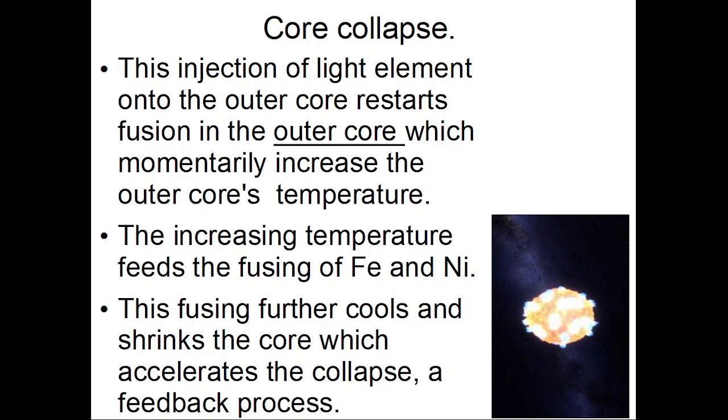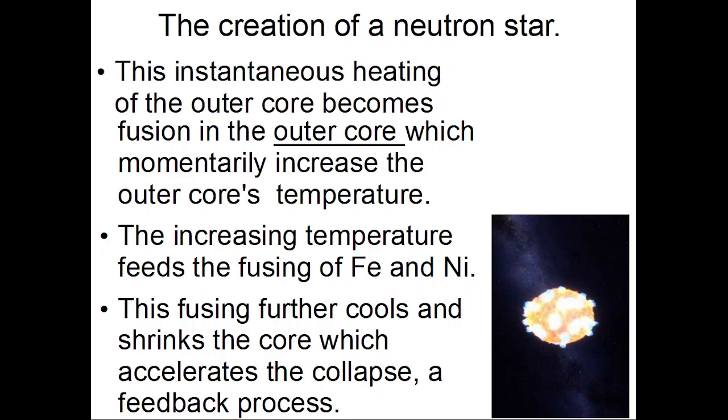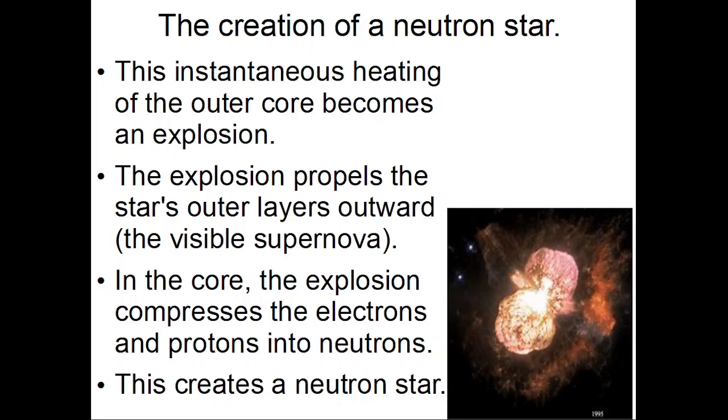This injection of light elements onto the outer core restarts fusion in the outer core, which increases the temperature of the core surface. This increasing temperature increases the pressure on the core, which accelerates the fusing of iron and nickel. This fusing further cools and shrinks the core, which accelerates the collapse, basically a feedback process. This heating of the core surface becomes an explosion. The explosion propels the star's outer layer, and only the outer layer, outward. And that's what we call the supernova.